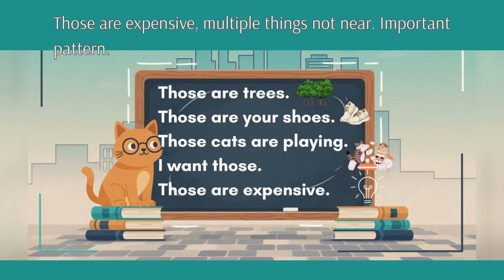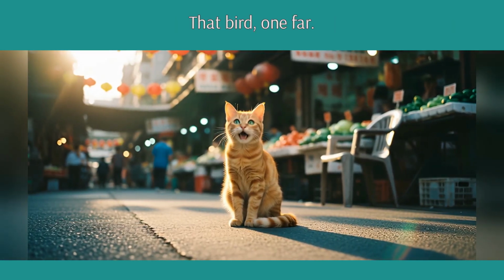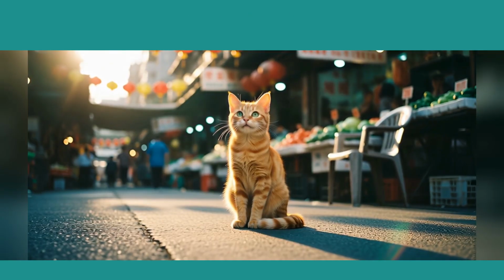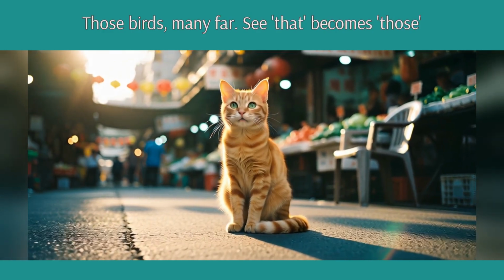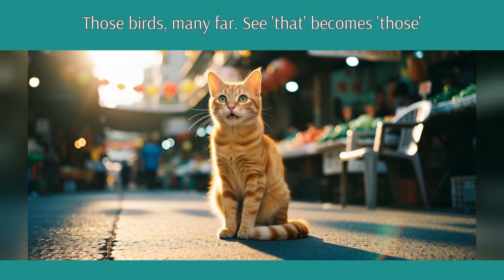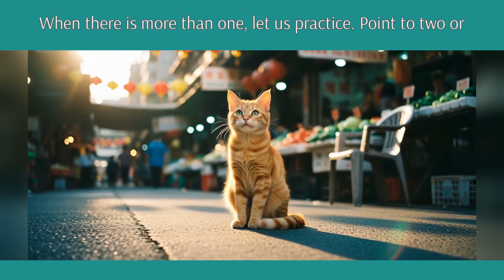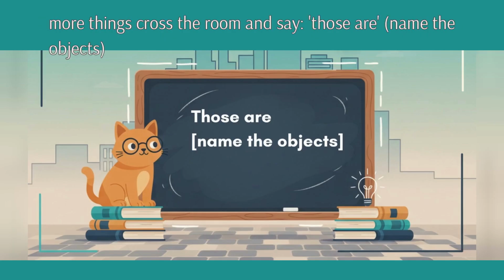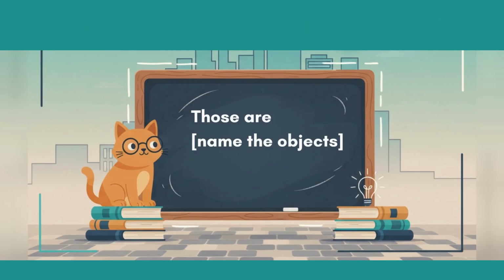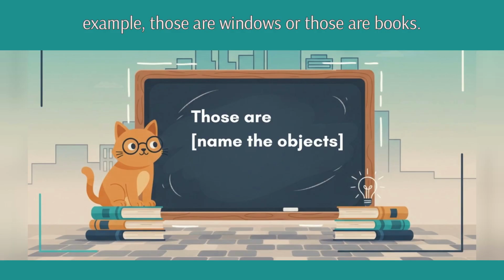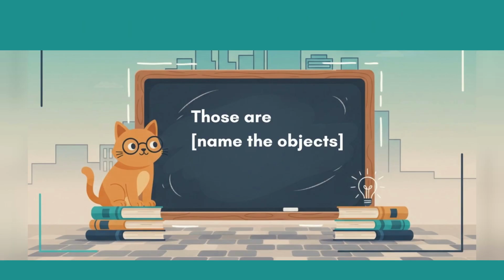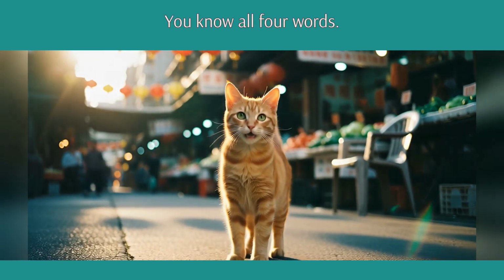Multiple things not near. Important pattern. That bird, 1, far. Those birds, many, far. See, that becomes those when there is more than one. Let us practice. Point to two or more things across the room and say, those are, and name the objects. Example, those are windows, or those are books. Say it. Excellent. You know all 4 words.